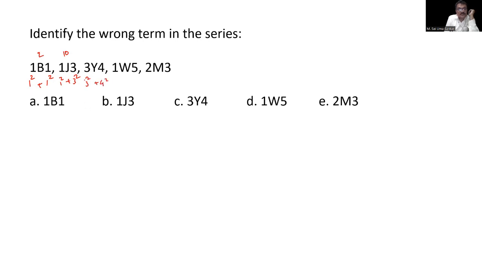3 square is equal to 9, 4 square is equal to 16, 25, Y. 1 square plus 5 square, 1 plus 25, this is equal to 26. Suppose here Z is there, that is the correct answer. Here this is 2 square plus 3 square. 2 square equal to 4, 3 square equal to 9. So 13, that is also satisfied. So what is the answer? 1W5. Okay. Option D is the correct answer.